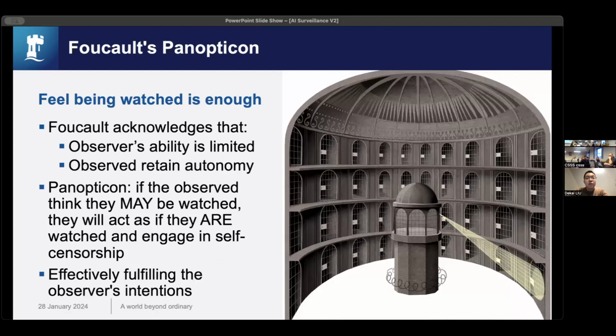Foucault has a theory that does acknowledge these two parts: first, the observer's ability is limited, and second, the observed do have autonomy. His theory is that if the people who are observed believe they may be watched, not that they are watched, they will behave as if they are watched and would rationally engage in self-censorship. So with this circular prison, it could effectively fulfill the observers' intention of making sure every person behaves without having to invest the resources to monitor every single individual. But this is based on the assumption, mentioned previously, that it is logistically and technically impossible to monitor everyone.